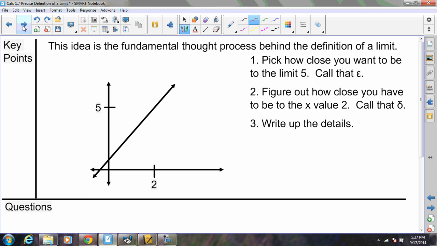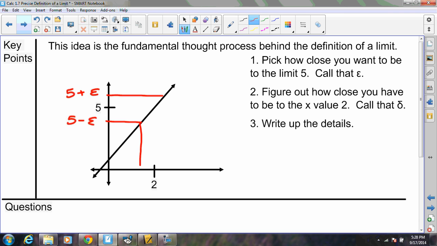The biggest idea behind the process of a limit is we will determine the bands above and below the limit that we want to start with. How close do you want to be? Do you want to be within 0.1, 0.01, 0.05, 0.0001? You pick how close you want to be. Your upper bound is going to be 5 plus that amount, called epsilon. The lower one will be 5 minus epsilon.